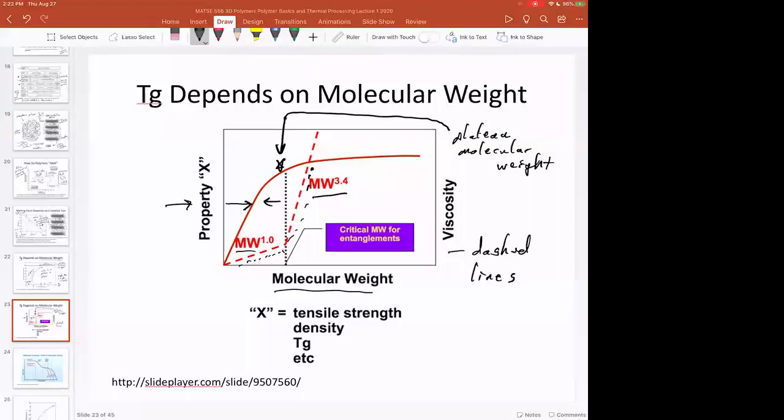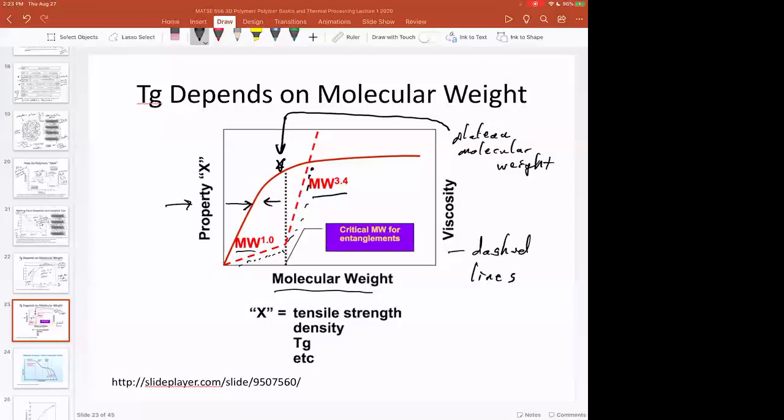Let's see. 2 to the 3.4 is 10.55 or 10.56. And so if you double the molecular weight, the viscosity is going to go up by a factor of 10. And so that's really interesting, this scaling relationship.